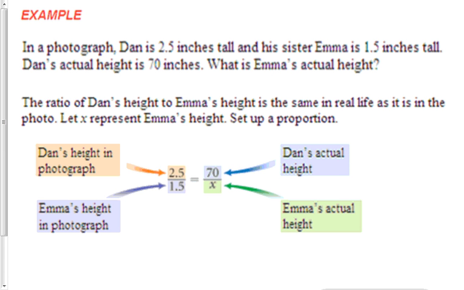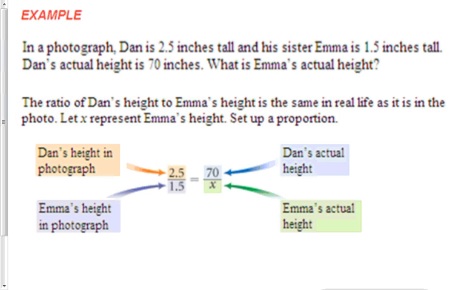So here we have a quick example. It says in a photograph, Dan is 2.5 inches tall, and his sister Emma is 1.5 inches tall. Dan's actual height is 70 inches. What is Emma's actual height? So we're going to set up a proportion. It says the ratio of Dan's height to Emma's height is the same in real life as it is in the photo. Let x represent Emma's height.